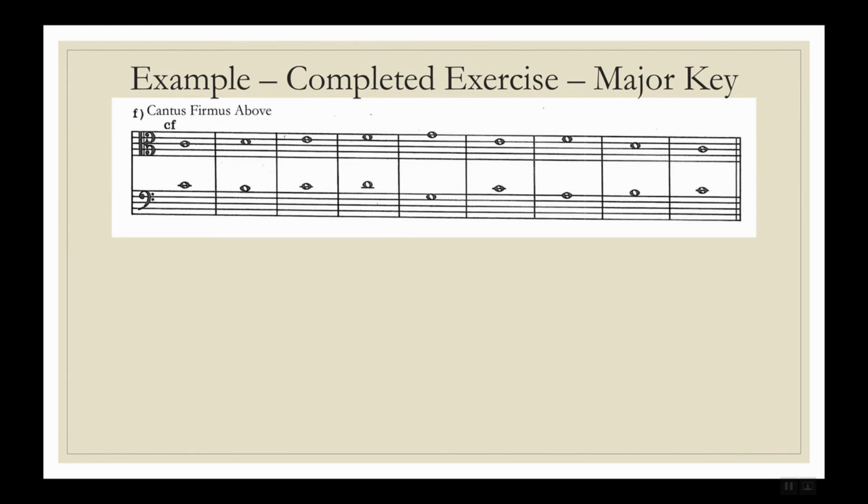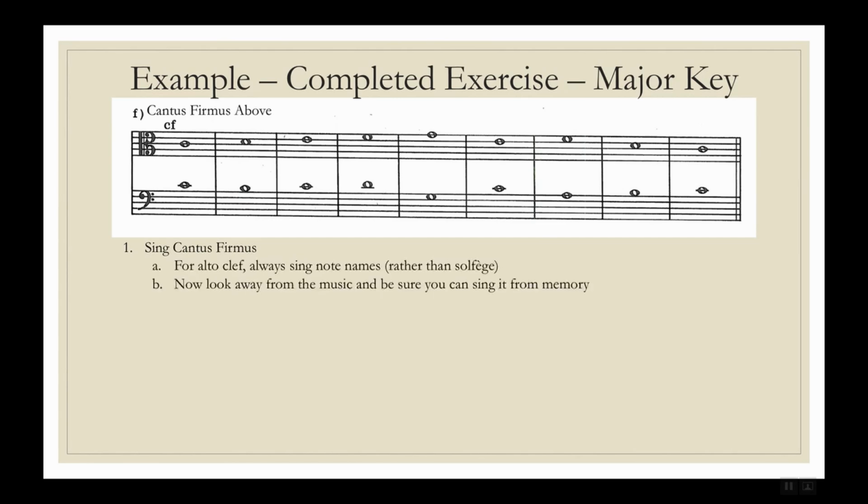So now we're going to do a similar thing. It's just now that the Cantus Firmus is above and we're imagining that we're composing a line below it. It's the same exact Cantus Firmus. Okay, so we sing this Cantus Firmus. We've already done it. Do, re, mi, fa, sol, mi, fa, re, do. Or C, D, E, F, G, E, F, D, C, because it's alto clef. For alto clef, always sing the names. Now look away from the music. We just did that. Plan out the beginning and ending of the exercise.